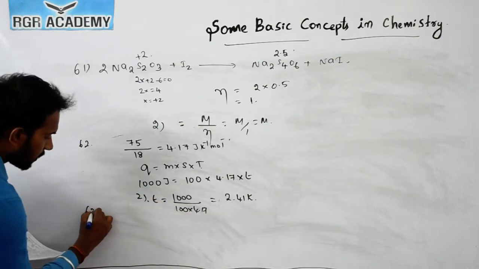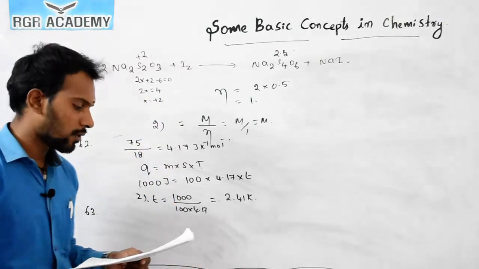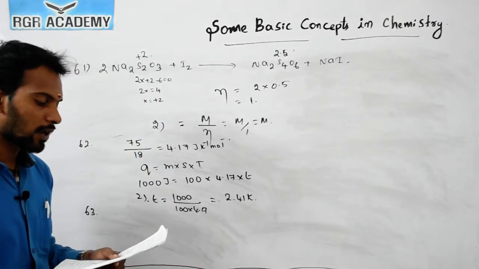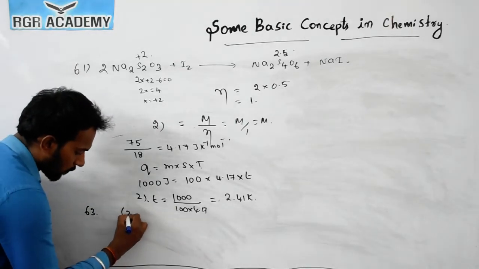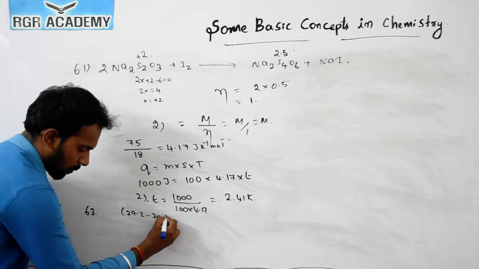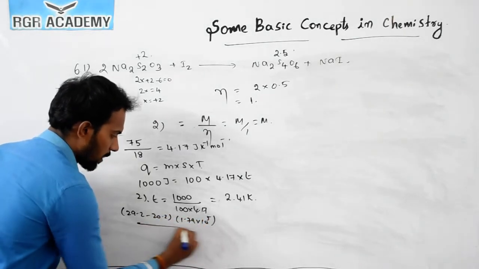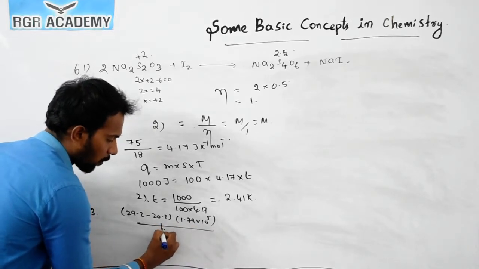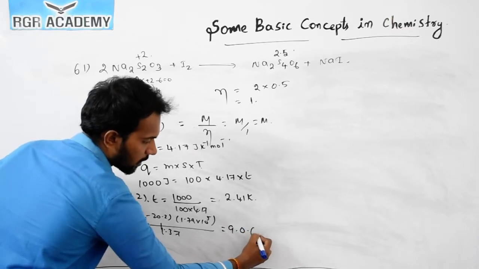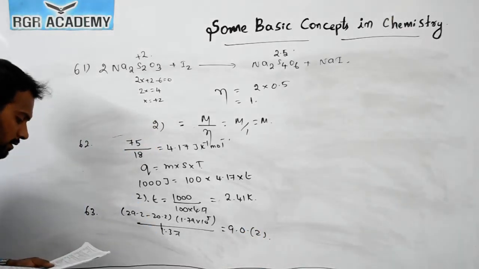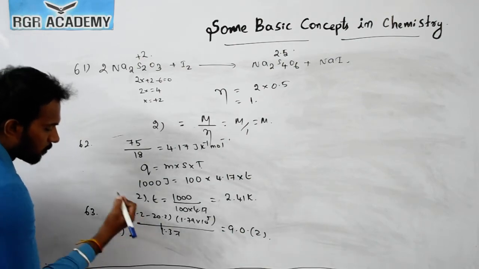Now the question number 63. So we need to find the value for the significant figures. Add these values: 29.2 minus 20.2, 1.79 into 10 power 5 divided by 1.37. The value is 9.0. The significant figures are 2. So the answer is the third option, which is 2.